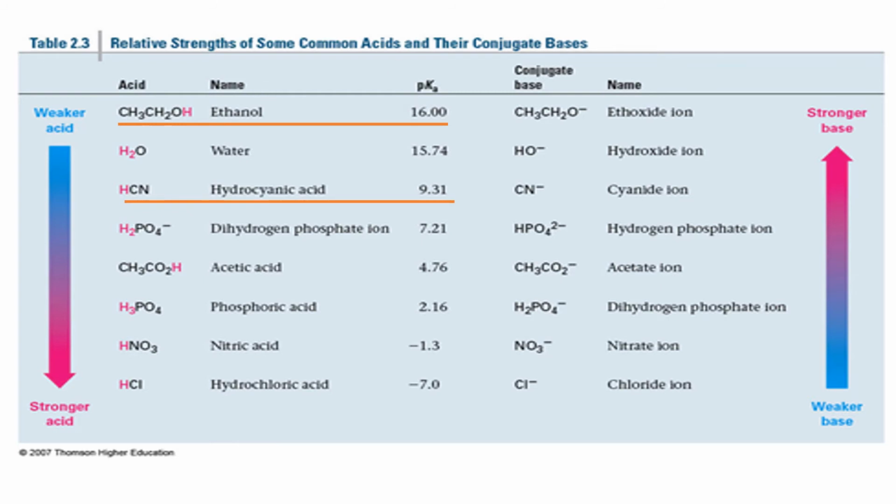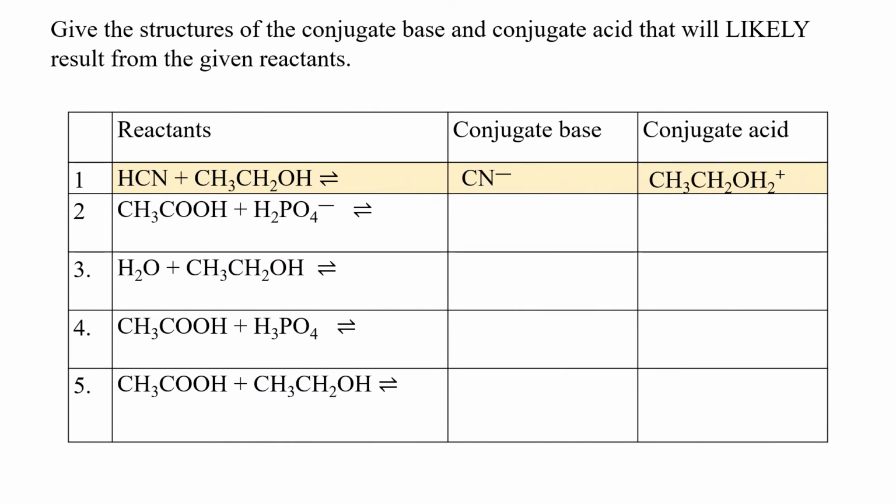So this is going to be the reaction. The proton from hydrocyanic acid will be donated to ethanol, so the conjugate base will be cyanide, and this is the structure of the conjugate acid, which is the protonated ethanol.